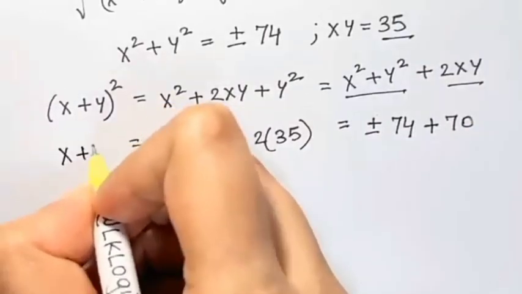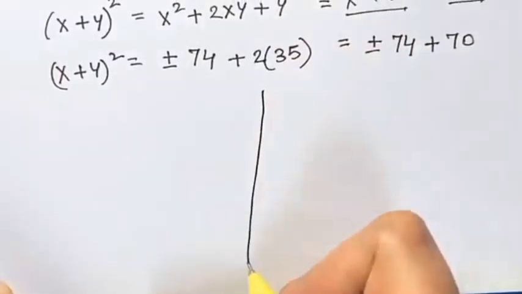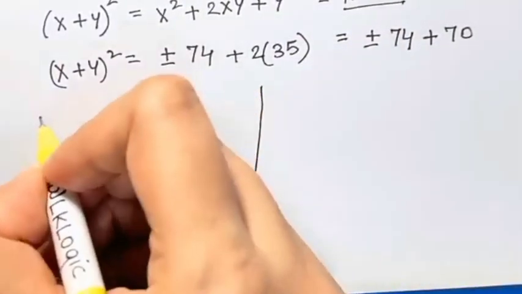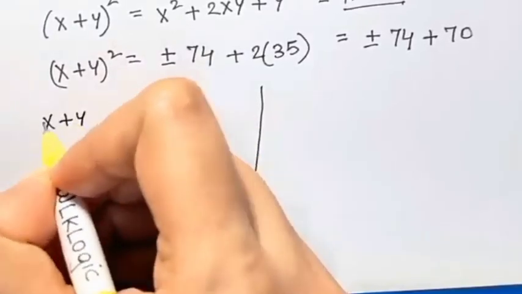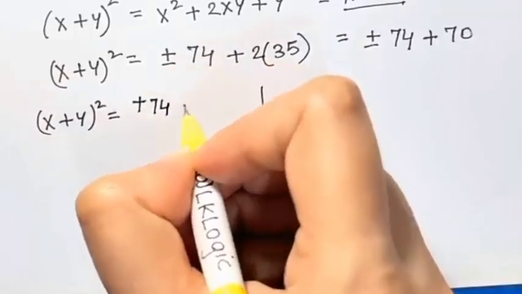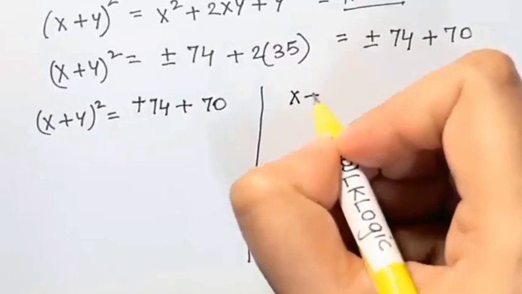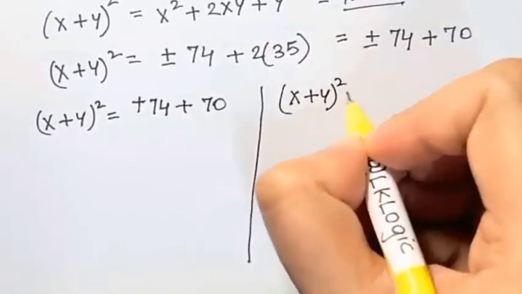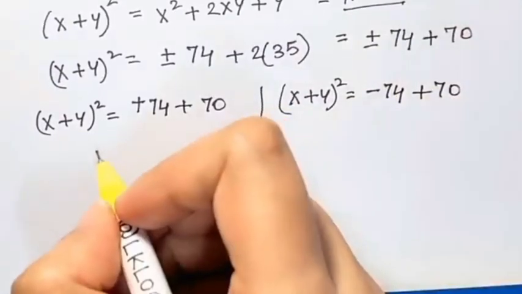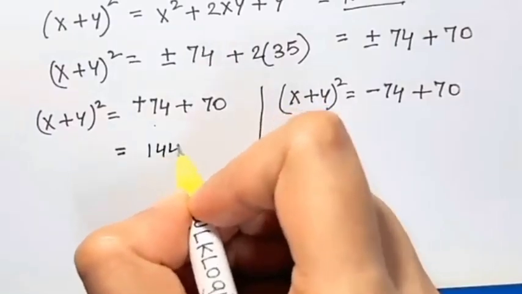That is (x + y)². I'm going to have two solutions. The first one: (x + y)² is equal to plus 74 plus 70, and the other one is (x + y)² equal to minus 74 plus 70. Now let's solve for this. So plus 74 plus 70 is 144.